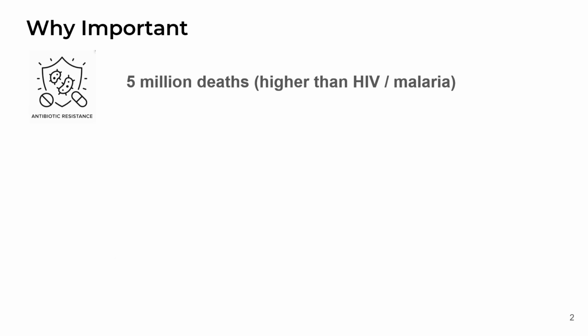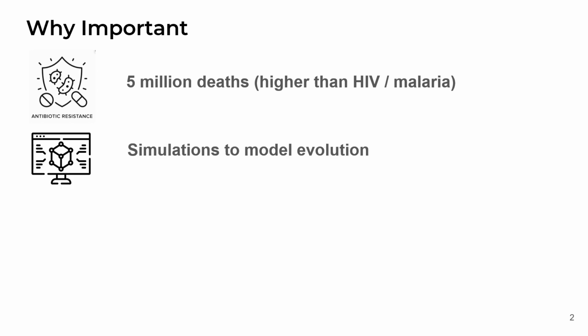So why is modeling important? Globally, around 5 million deaths are associated with antimicrobial resistance. That number is higher than HIV or malaria deaths, hence identifying antimicrobial strains becomes crucial. With the advancement of high computation capabilities, simulation techniques offer a way to model the evolution of these strains, even before they emerge.